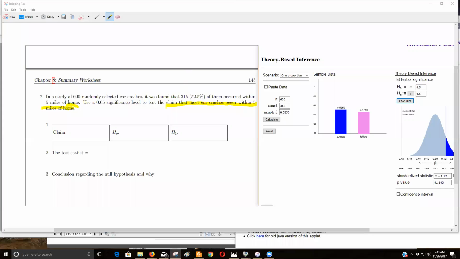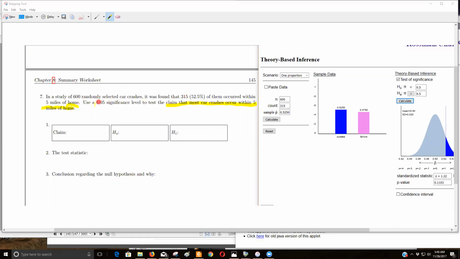Okay, so this is the summary worksheet in Chapter 8, and this is question number 7. A couple of things I did: let's see if I can get a pointer going here. The claim for this situation is that most car accidents occur within 5 miles of home. Most is the operative word here. I know this is about proportions because I don't see any means or standard deviations. Really, I have a categorical variable: yes, the car accident happened within 5 miles of home, or no, it didn't. So I know this is about proportions because of that.